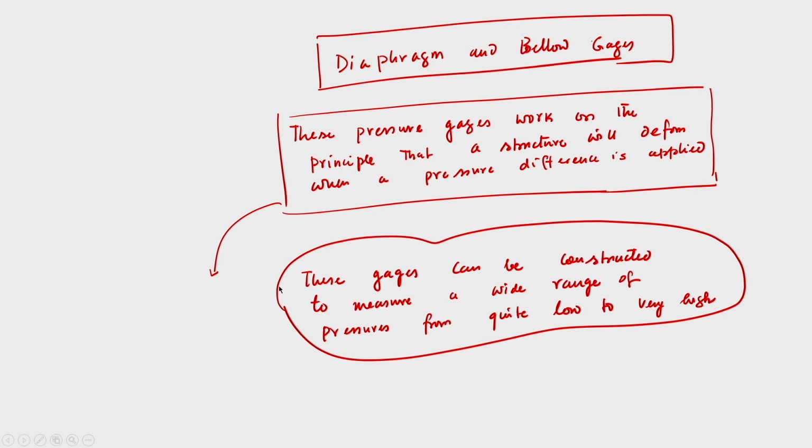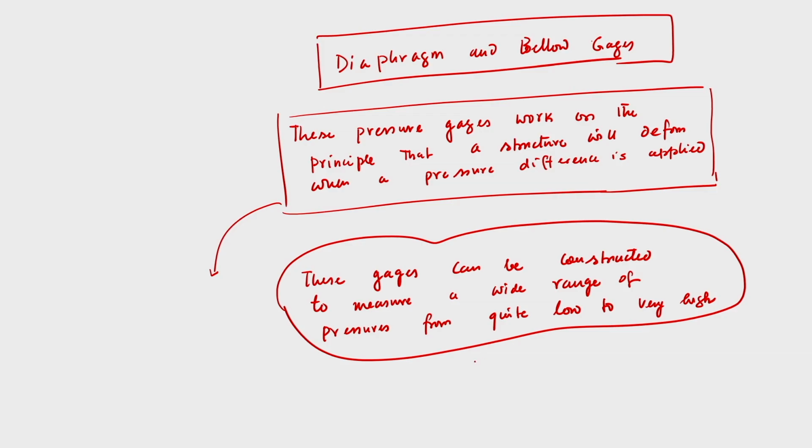I will discuss them one by one, and when I discuss the diaphragm and bellow gauges, I will draw the schematic diagram to have a better understanding. We have seen the working principle, then we have seen that these gauges can be constructed to measure a wide range of pressures from quite low to very high. Not only that, these two gauges also enjoy an advantageous feature. So, what is that? I will write it on the next page.